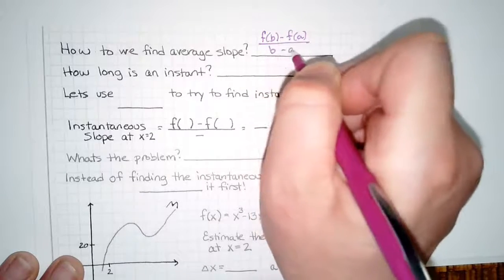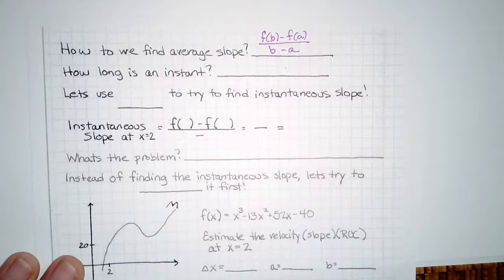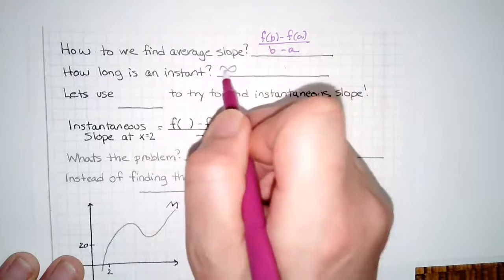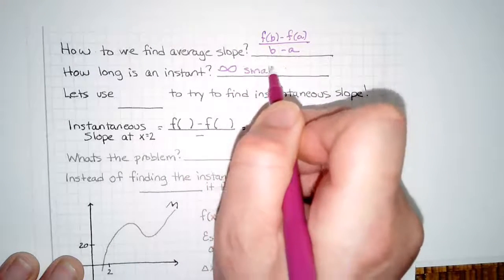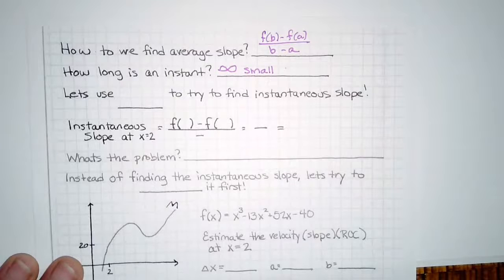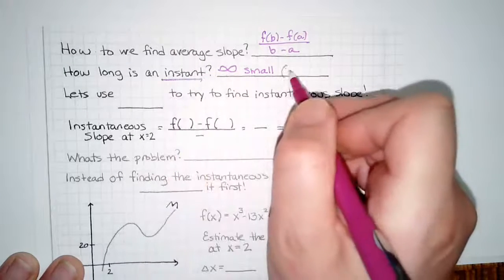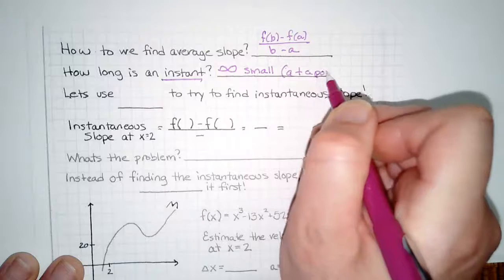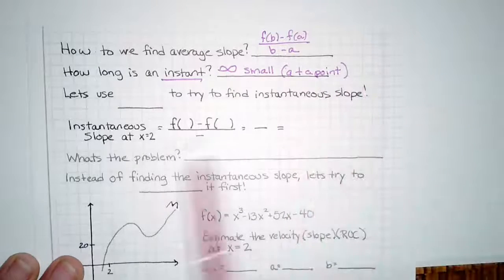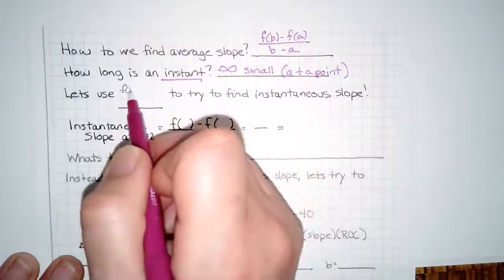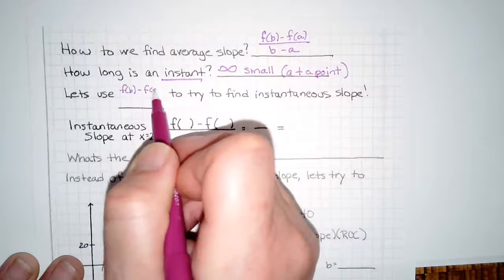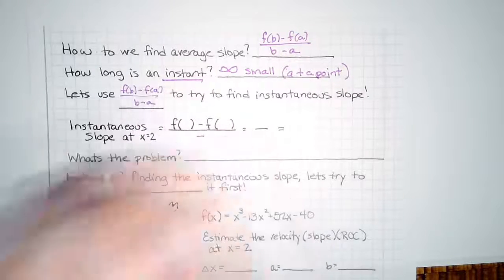How long is an instant? It is infinitely small. It's so small, no time actually passes. But I'd like to find instantaneous slope at a point. So I'm going to take a chance. I'm going to use f(b) minus f(a) over b minus a. I'm going to try it using 1 point to see what happens when I fill this in.